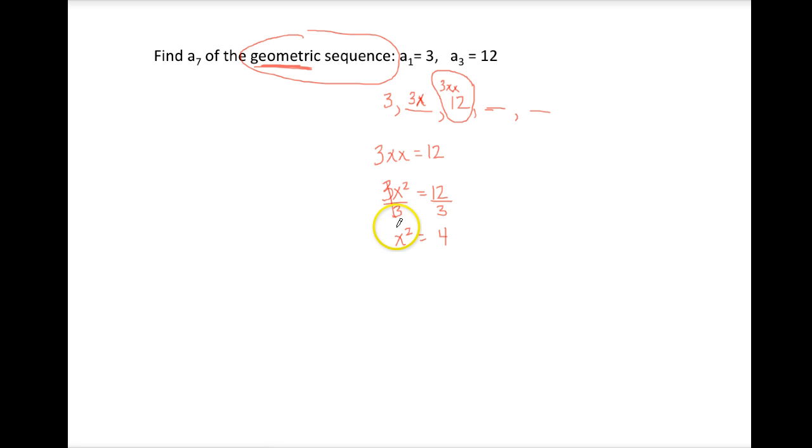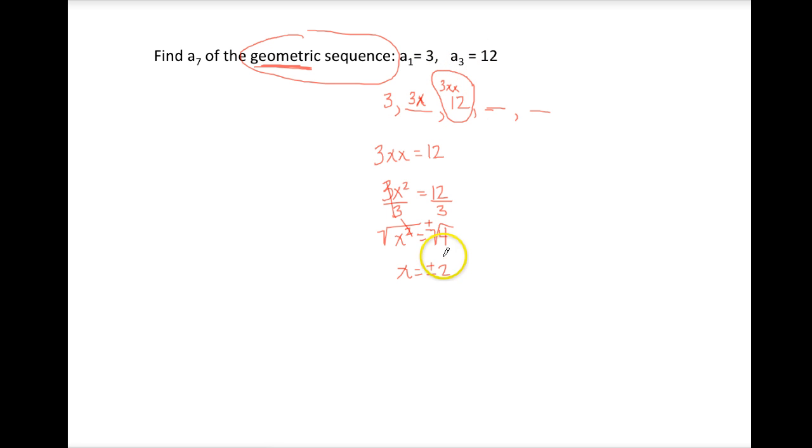X squared, the opposite of that is a square root, so to solve, we're going to take the square root of both sides, and anytime you take the square root to solve an equation, you have to include plus or minus, because we don't know if it was negative 2 times negative 2 that gave us positive 4, or positive 2 times positive 2 that gave us positive 4. So we get two answers. We get plus or minus 2. So that means our number that we're multiplying by could be 2, and it could be negative 2, where they didn't specify, and they gave us numbers that we wouldn't be able to tell, because if it's negative, you're going to get a positive, a negative, a positive, a negative.